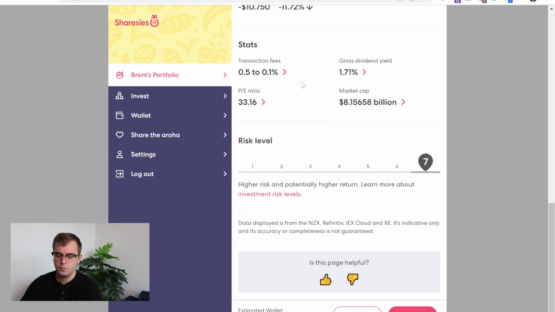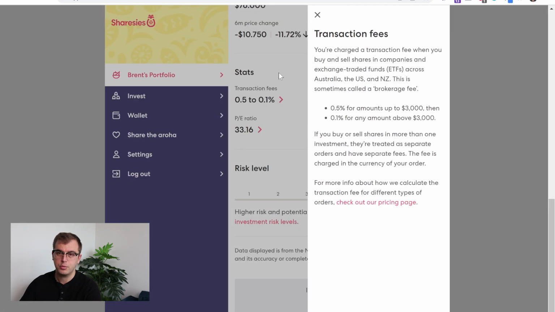As we scroll down from there, we can see the transaction fees for purchasing Mainfreight stock. And if we click on here, we can see a breakdown of this. $3,000 is the threshold. Anything below that, we pay 0.5%. Anything above that, we pay 0.1%. And this would be our transaction fee for Sharesies.